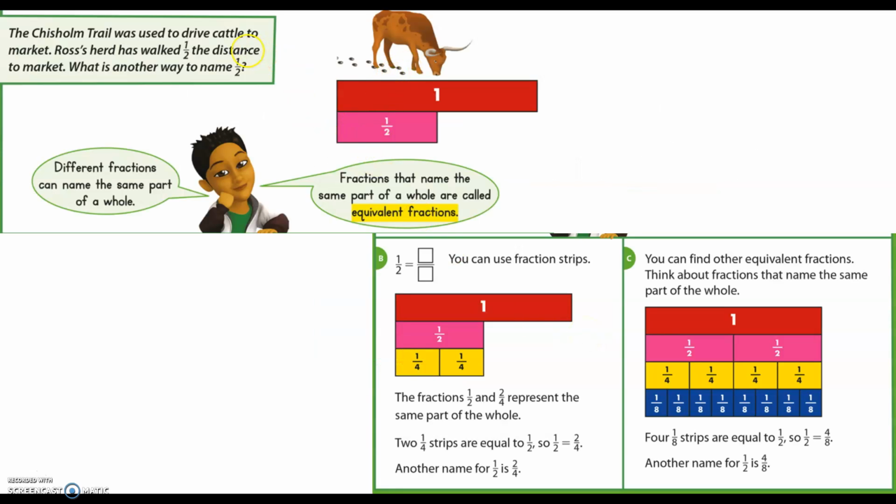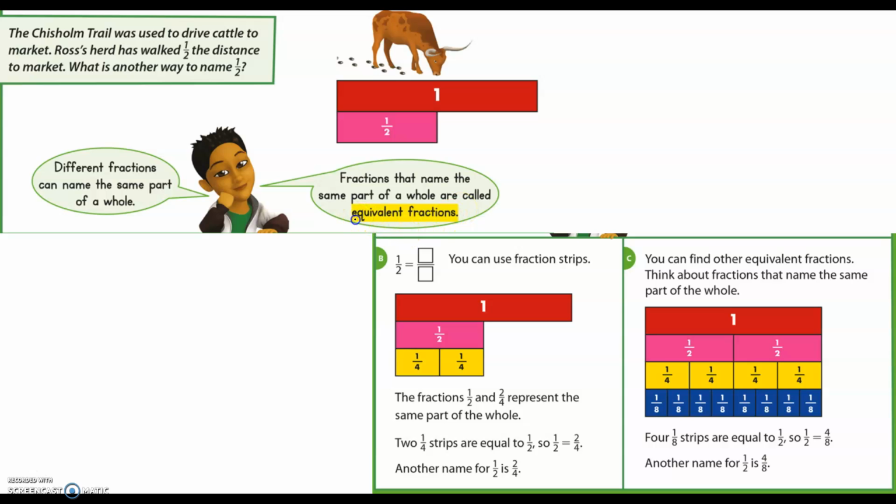The Chisholm Trail was used to drive cattle to the market. Ross's herd had walked 1/2 the distance to the market. What is another way to name half? Different fractions can name the same part of a whole. Fractions that name the same part of a whole are called equivalent fractions.